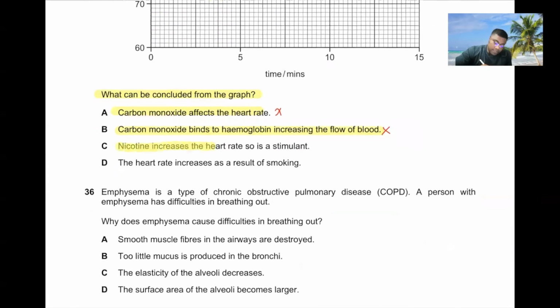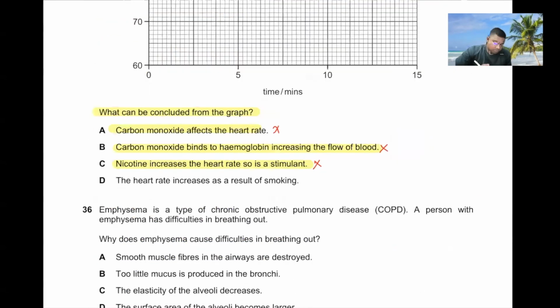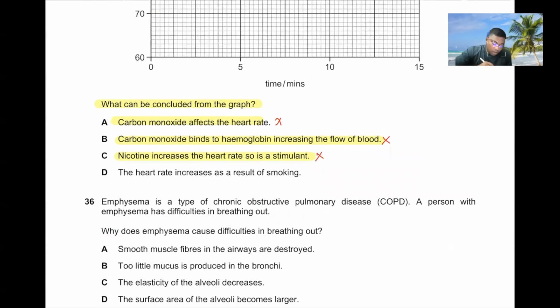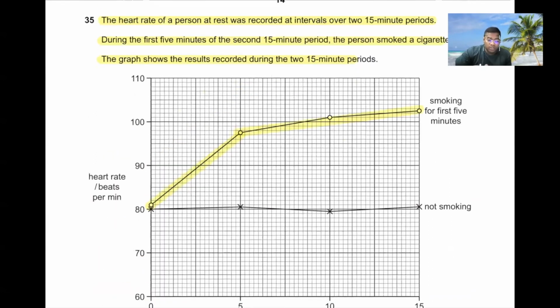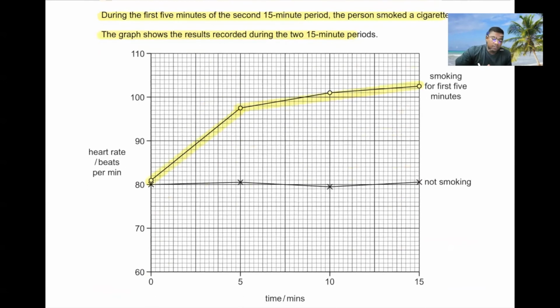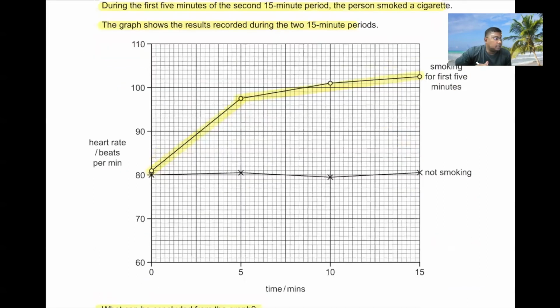Nicotine increases the heart rate, so it's a stimulant. It doesn't prove that the smoke contains nicotine. So can we confirm that heart rate increases as a result of smoking? Yes, we can definitely confirm that, because the person did not have any exercise or anything. The person just smoked a cigarette and the heart rate increased. So definitely smoking increases heart rate. Question number 35, option D.